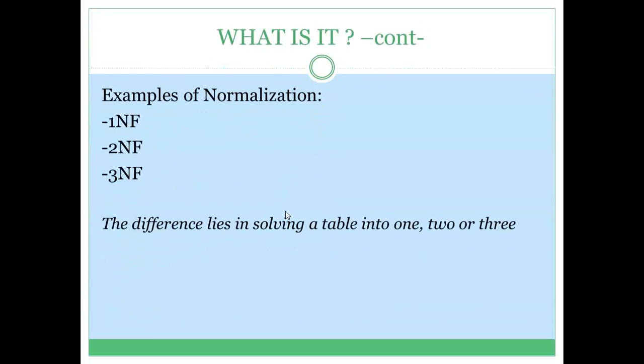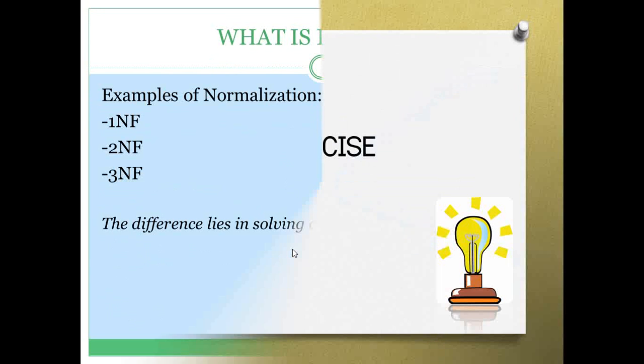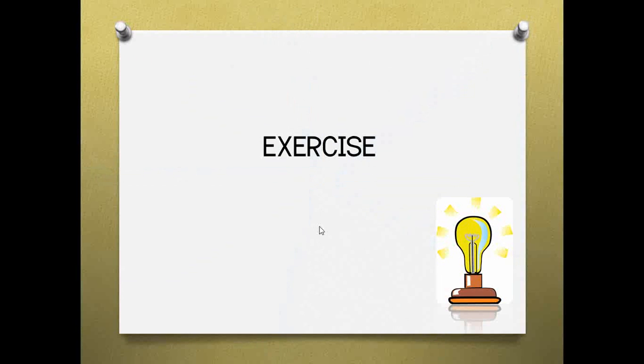Next, examples of normalization: 1NF, 2NF, and 3NF. The difference lies in dividing a table into 1, 2, or 3. So we divide from one table into 1 or into 2 or 3. Yeah, we have finished the theory, so we go to the exercise.